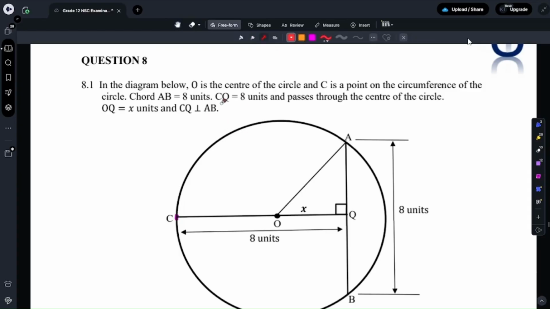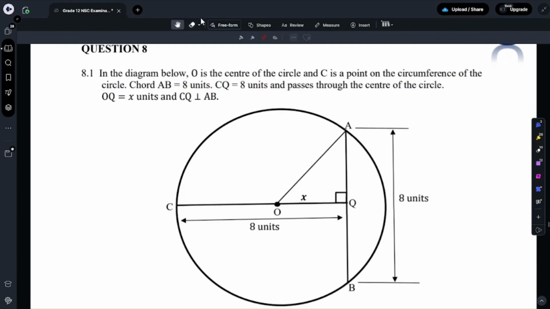In the diagram below, O is the center of the circle and C is a point on the circumference of the circle. Chord AB is equal to 8 units, CQ is equal to 8 units as well, and passes through the center of the circle. OQ is equal to X units and CQ is perpendicular to AB. So let's have a close look at our diagram.